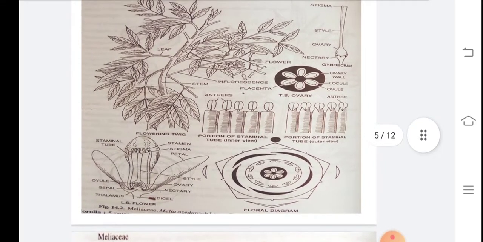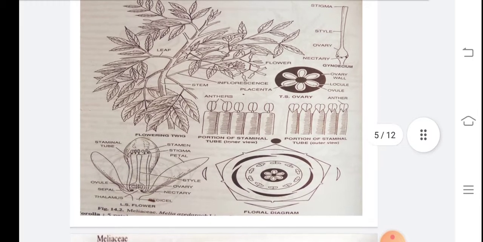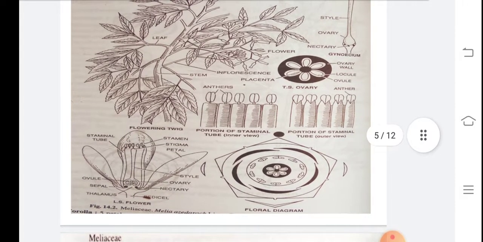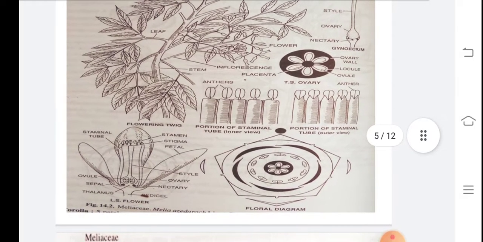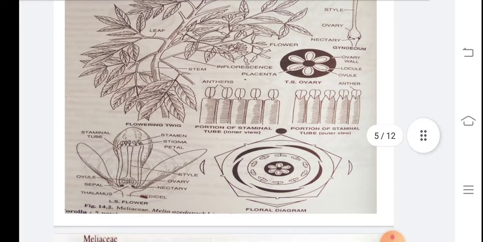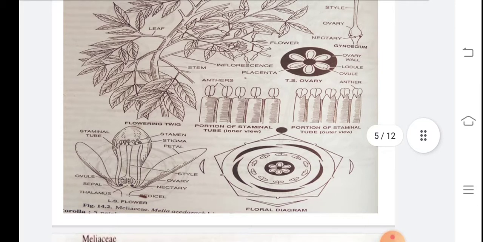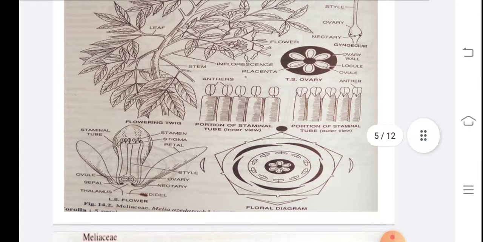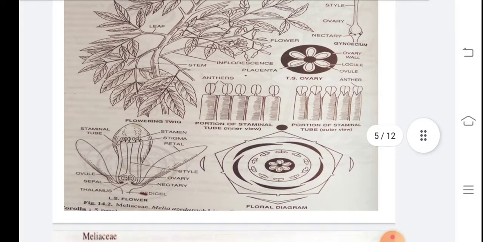Then secondly, here you are observing the TS of ovary. It shows 5 to 6 locules, and one ovule in each locule. Stamens are very characteristic, with a syngenesious condition. Here you are observing that the filaments are fused, the anthers are free, and the anthers are bifid.